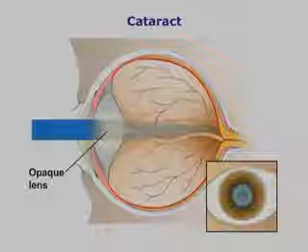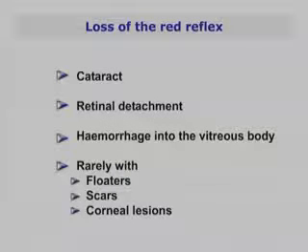If you are unable to see the red reflex, the lens may be opaque, such as with a cataract, and in such cases, you may be unable to complete the examination. It may also be absent in some cases of retinal detachment or when there is a hemorrhage into the vitreous body, and rarely with floaters, scars, or corneal lesions.